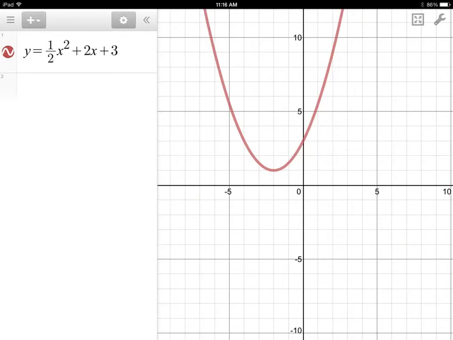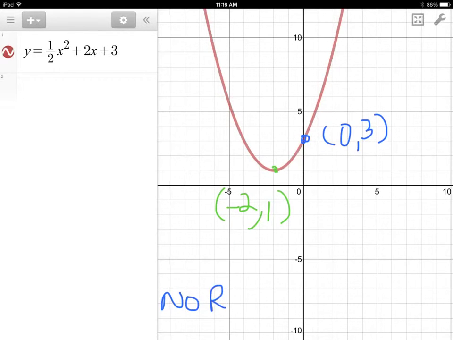Okay, so we're going to look at this here and we're going to identify our special locations. So we identified a vertex and it is at (-2, 1). We also identified a y-intercept at (0, 3). What we do notice is there's no roots. Now a root is an x-intercept. It's also a solution.